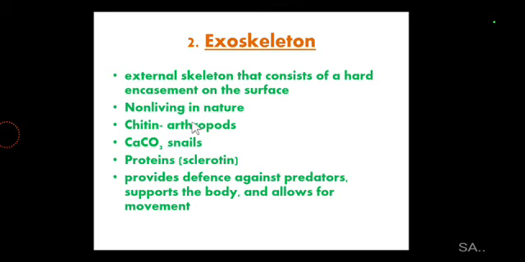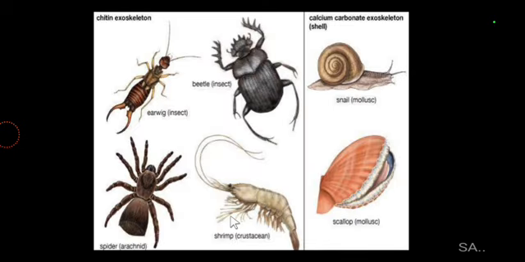Okay, so this is one of the properties of animals that exhibit exoskeleton. So what kind of functions is this exoskeleton performing? It provides defense against predators. In case of snails, they cover their whole soft body in their shell, so it provides protection to them against predators. Besides this, this exoskeleton provides support to the body, and it allows for movement. You can get a fair idea about the chitin exoskeleton and the calcium carbonate exoskeleton.